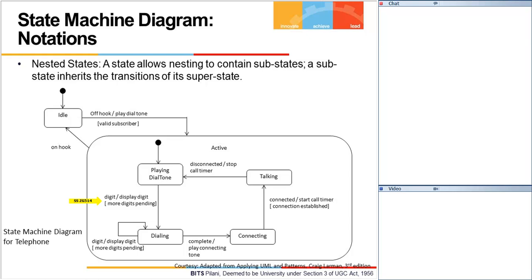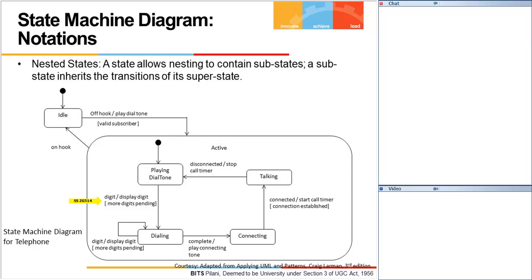So that you get to see the number that you are dialing in, and the guard condition is that more digits are pending, right? So your phone has an inbuilt system, okay, wherein it is able to calculate if there are more digits pending. Okay, now this is slightly debatable. So depending on the kind of phone, this transition would happen.